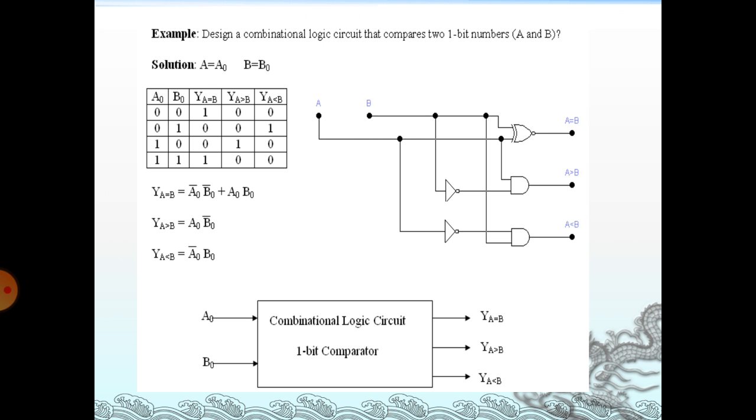Similarly, for A less than B, the second combination 0 1 means A is less than B, so that will be 1, and the remaining will be 0. So that is the truth table. Here A equal to B is the XOR gate truth table complemented, that is XNOR. The remaining are A naught B bar and B naught A bar.